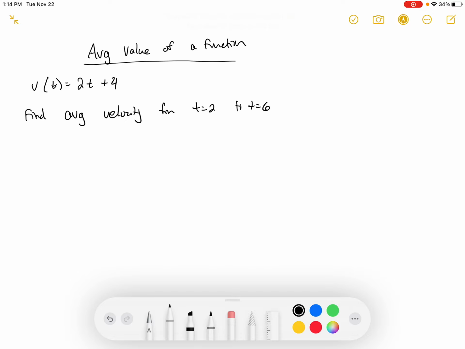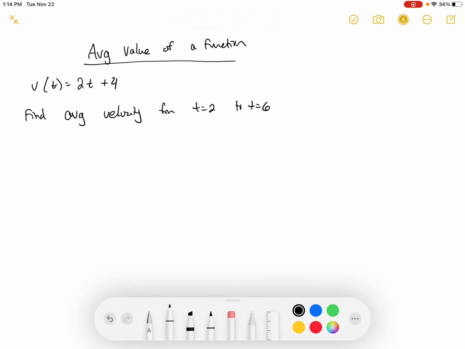Okay, well, this is pretty easy, right? It's linear, right? We could simply find v of 2 and v of 6, and we know that the average is going to be right in between. So at t equals 2, v of 2 is 8, and at t equals 6, this is 16. So, you know, maybe we'll get 12 out. Who knows? So let's actually go ahead and do that.